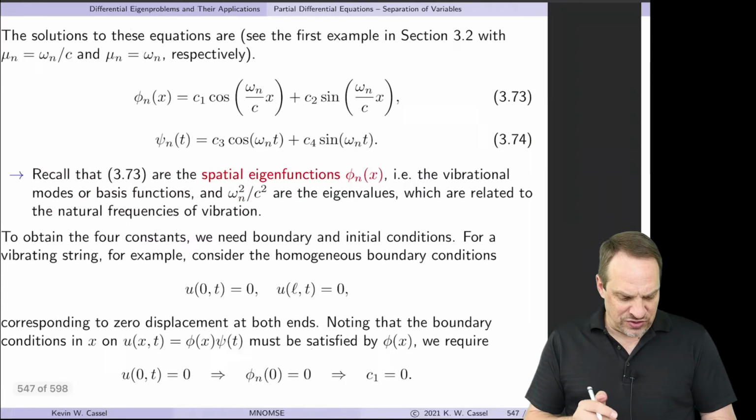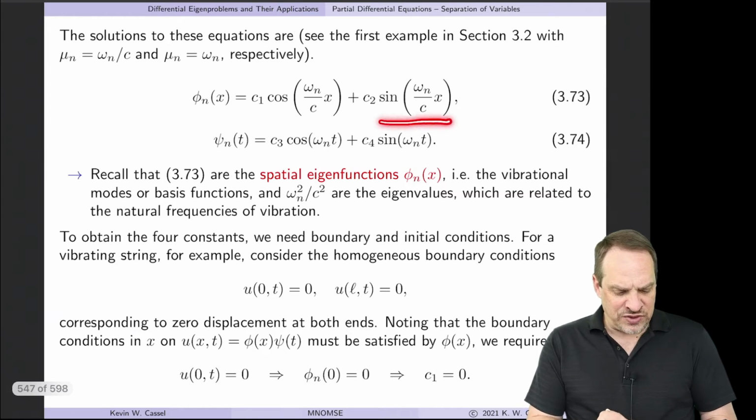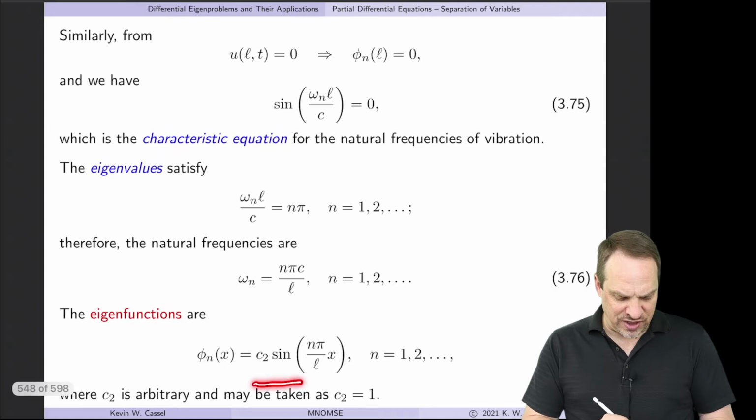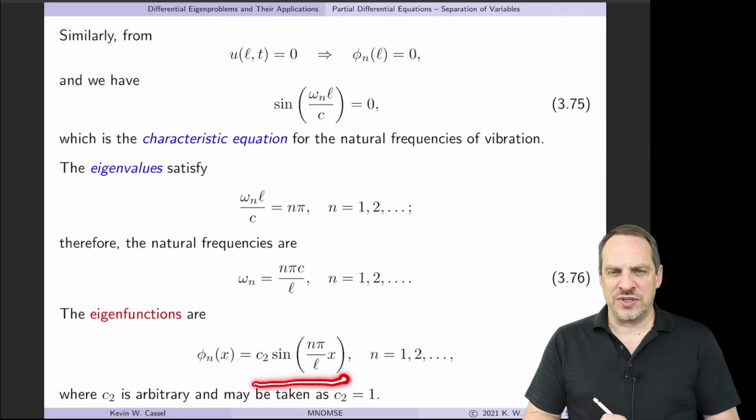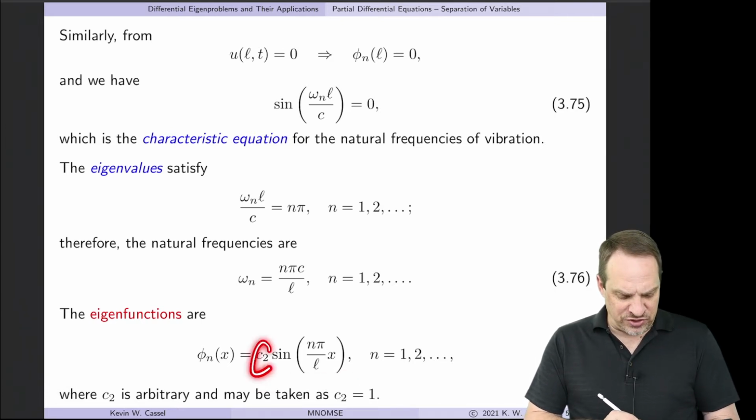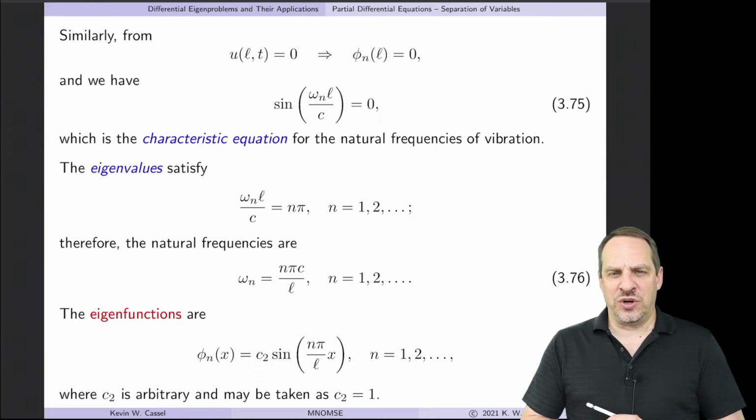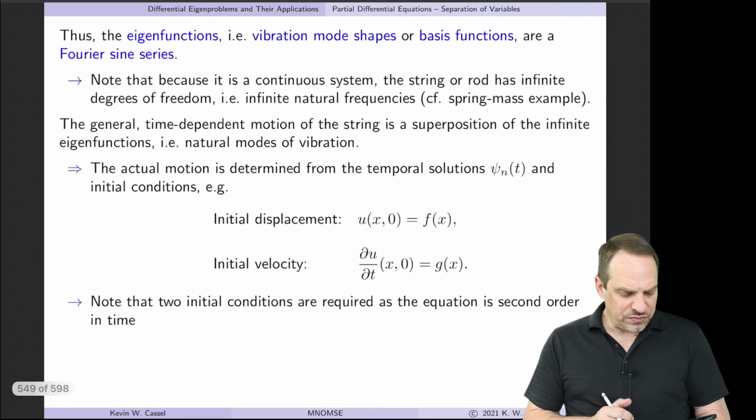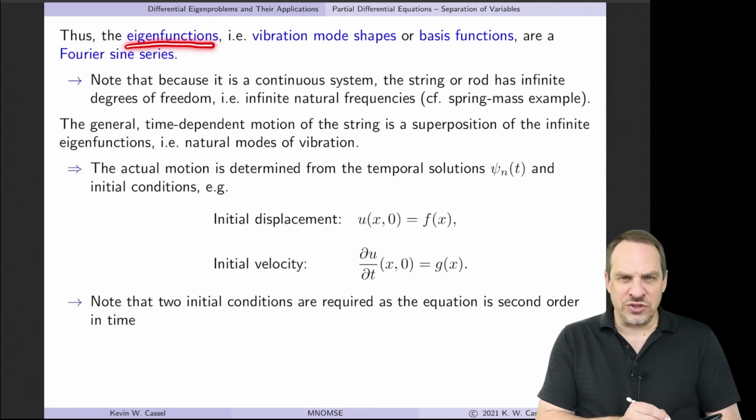The eigenfunctions then, we only have the sine term. Remember, c1 is 0, so we only have the c2 times sine of n pi over L times x term. For now, let's just choose c2 being equal to 1 for convenience. Okay, so we have our eigenfunctions. Those are the phi sub n of x's.